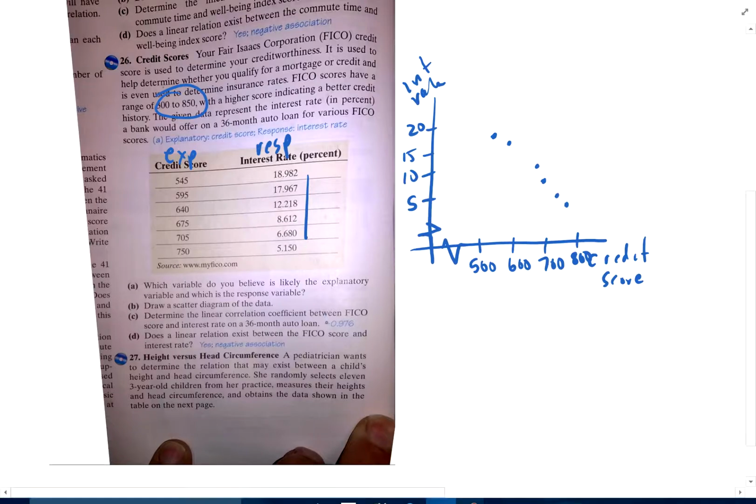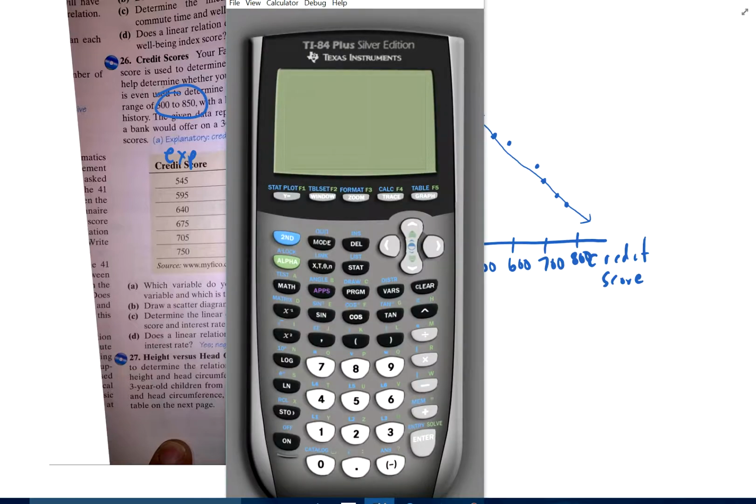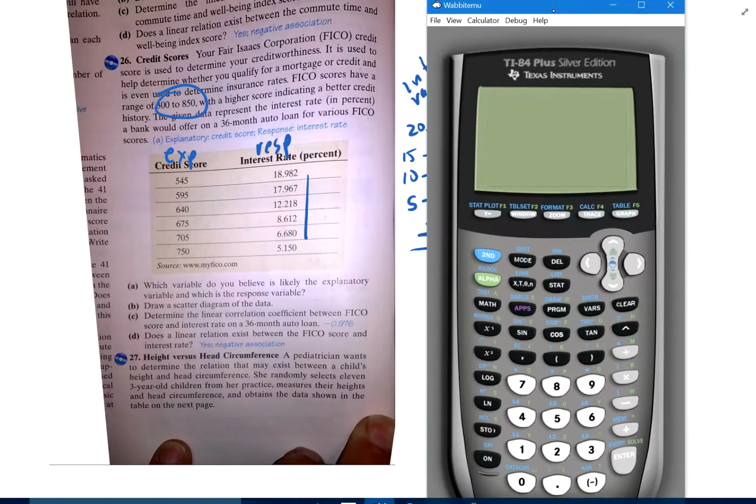Okay, determine the linear correlation coefficient on this loan. That's going to be a measure of how close that is. I told you guys you don't have to do that by hand. You're going to do this on your calculators. Does a linear relation exist between them? The answer is yes. You can just see it. That's all I want you to do with that. If you're going to find R on here, then I'm going to have you do it on your calculator.